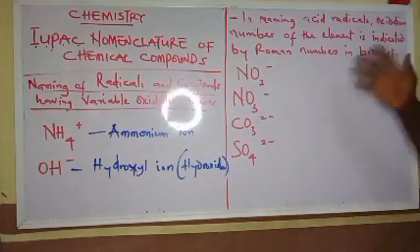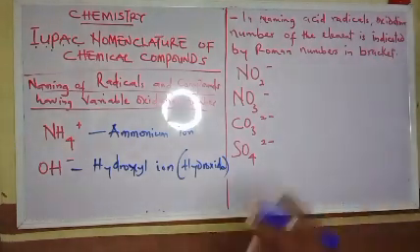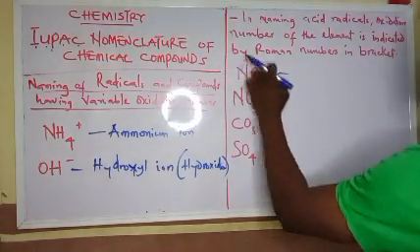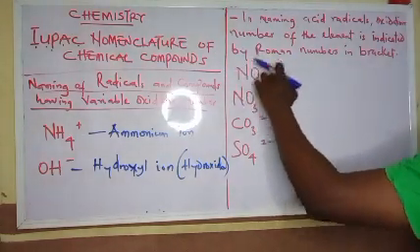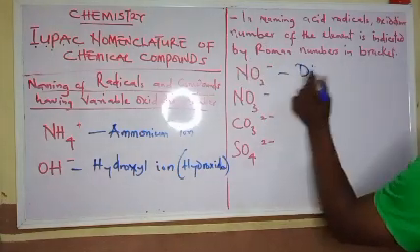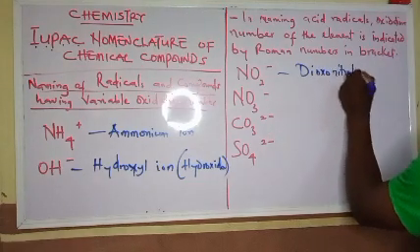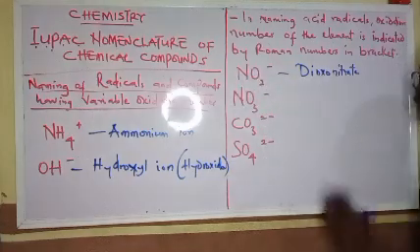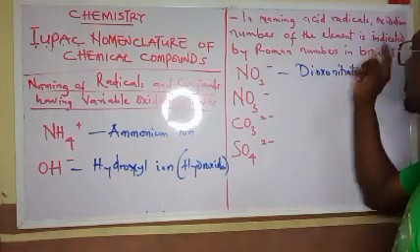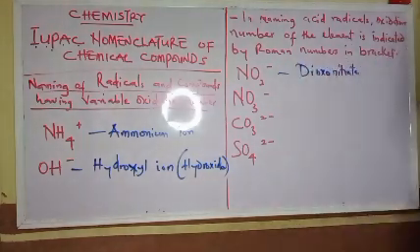So in naming acid radicals, the oxidation number of the element is indicated by Roman numbers. What does that even mean? For example, the name of this particular acidic radical, it has two oxygens, is dioxonitrate. Now, dioxonitrate has an oxidation number. So how do we determine the oxidation number that will be written in Roman numerals?